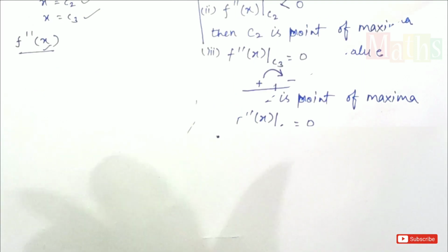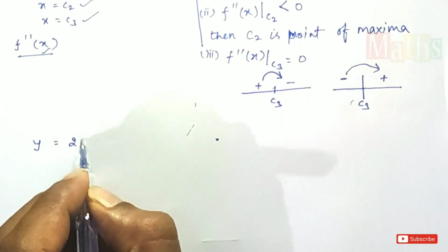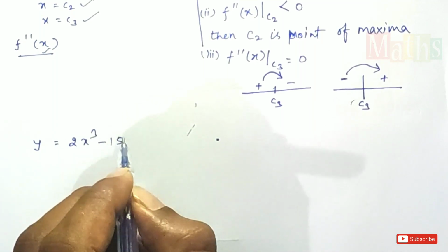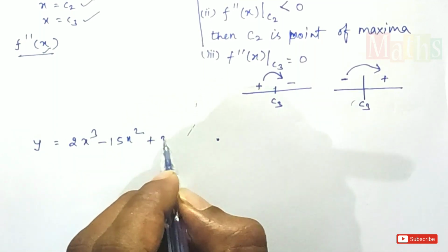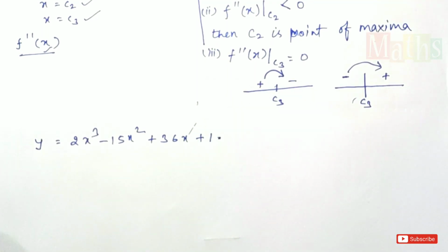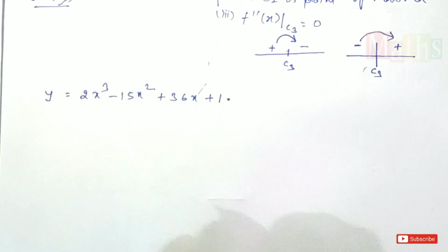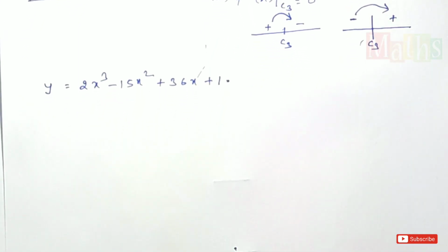Example: let's take a function y is equal to 2x cube minus 15x square plus 36x plus 1, and we are going to calculate the values of minima and maxima. According to the question, find the minimum value of the given function.